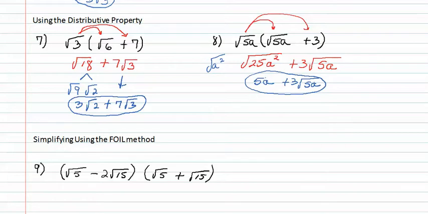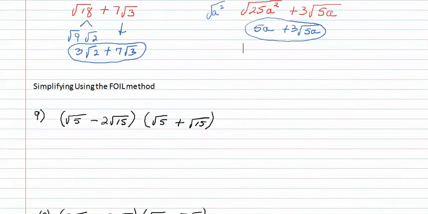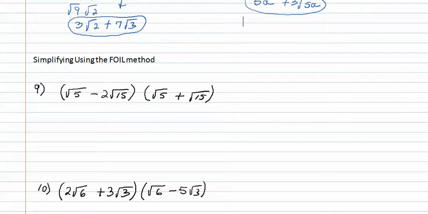Okay. The next example is using the FOIL method to simplify radicals. Alright, so I'm going to move down a little bit. Hopefully I have enough space. I'm going to use a FOIL method, and I'm going to multiply this term with the first term. That's our F. So I'll kind of maybe label this for you. So this term with the first term. So radical 5 and radical 5 is radical 25.